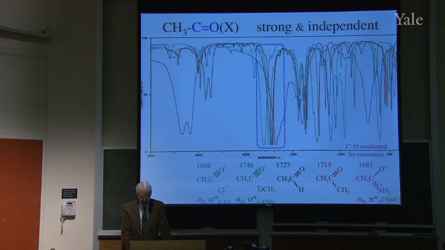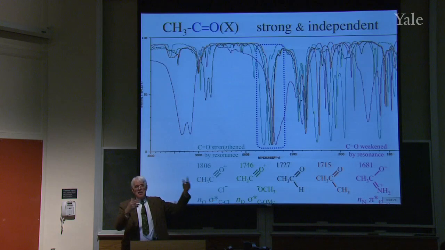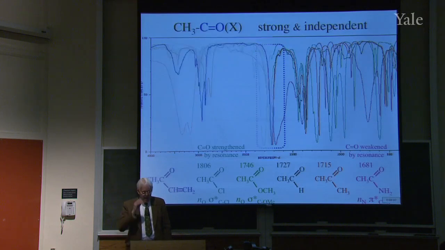And in this case, the mixing with the sigma star strengthens the CO by resonance. So in the case of amide, it was weakened by resonance. In this case, it's strengthened by resonance. In that case, it was a pi interaction, putting electrons in pi star. In this one, it's putting electrons in sigma star, and making a triple bond. Okay. Now, how about here?